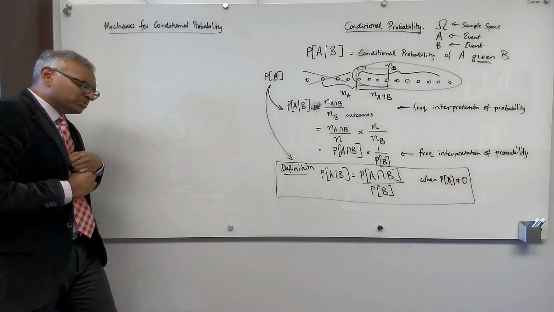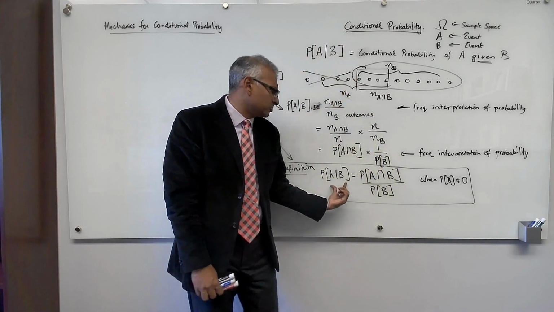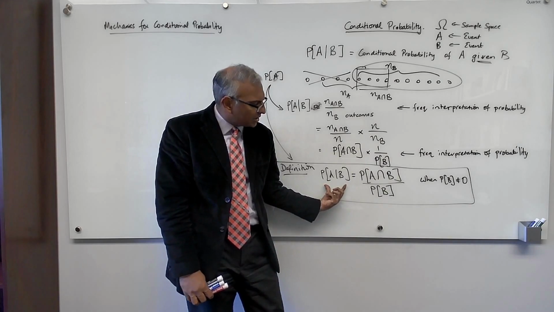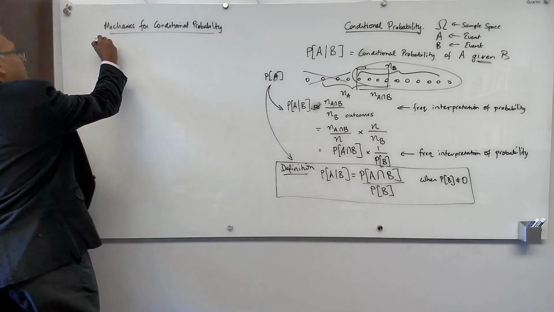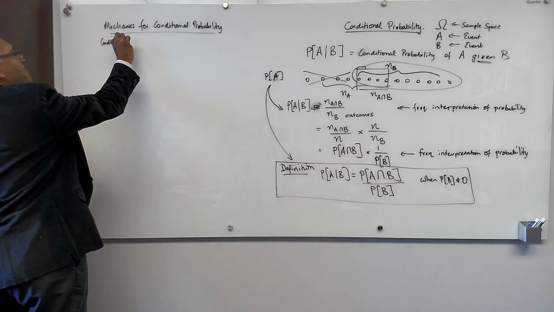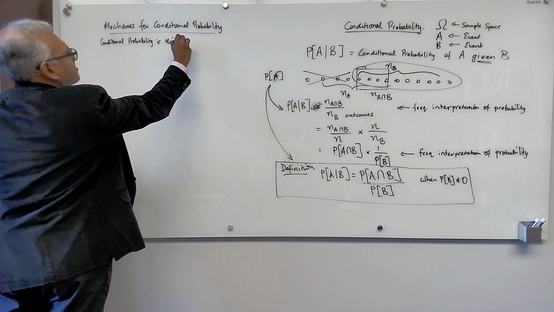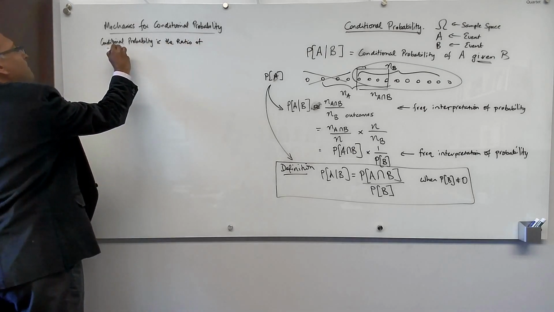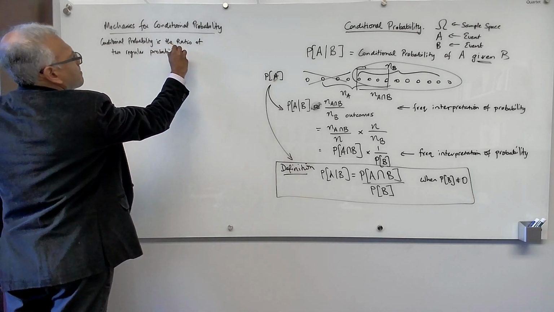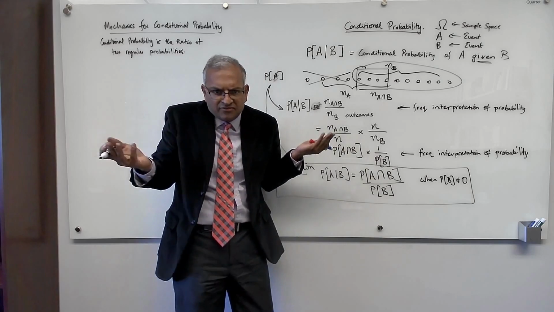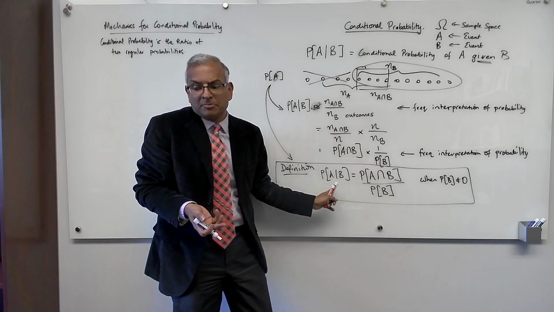Some people might say, oh, computing conditional probability is very hard, and so on. It's not. It's all due to this fundamental formula that relates the conditional probability to the ratio of two regular probabilities. Because A intersection B is an event, a set, and B is an event, a set. So if you can compute regular probabilities, you can compute conditional probabilities.